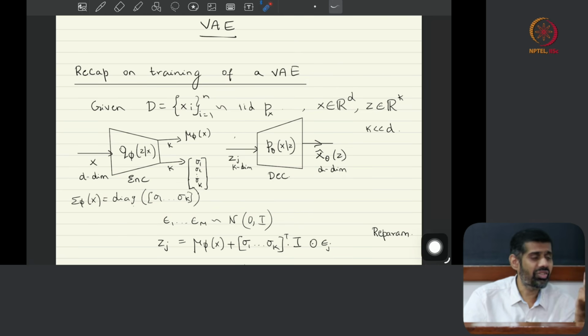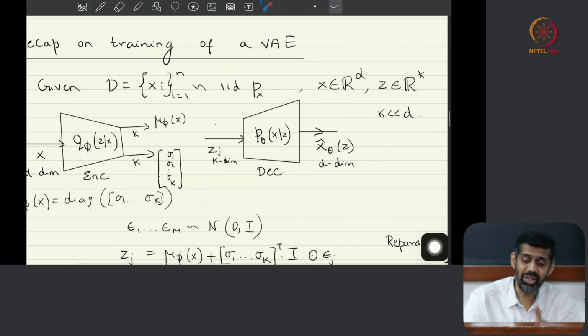In fact, you can take your favorite neural network and make your encoder a CNN, an RNN, a transformer, or whatever your favorite neural network is. Same thing with the decoder. All that you need to ensure is that the output dimensions match. That's it. Then we have a decoder which takes a k-dimensional latent variable as input. Please note that the decoder takes an instantiation of the latent variable as an input. And where do you get it from? You get it through sampling and reparameterization.